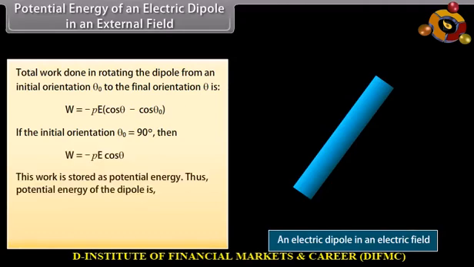This work is stored as potential energy. Thus, potential energy of the dipole is U equals minus PE cos theta, which can be written as minus P dot E.